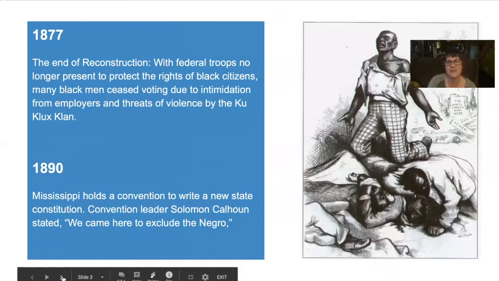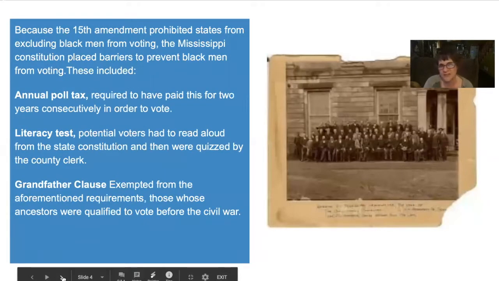In 1877, we see the end of Reconstruction, and with federal troops no longer present to protect the rights of black citizens, many black men ceased voting due to intimidation from employers and threats of violence by the Ku Klux Klan. In 1890, Mississippi holds a convention to write a new state constitution. Convention leader Solomon Calhoun stated, "We came here to exclude the Negro." So it's pretty clear what the intention of that convention was.